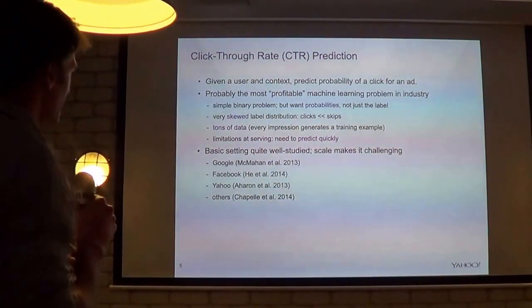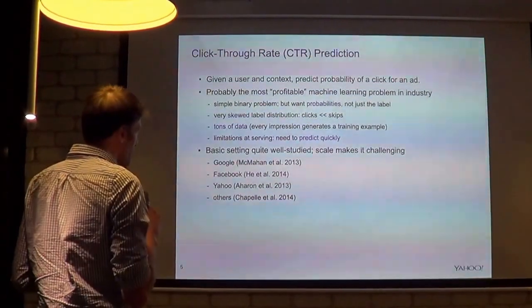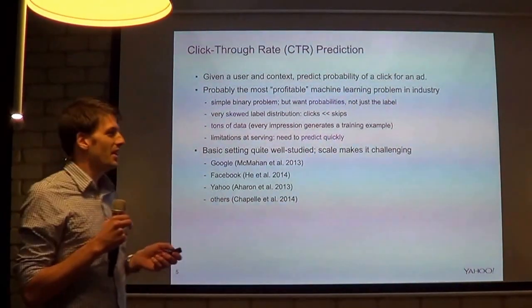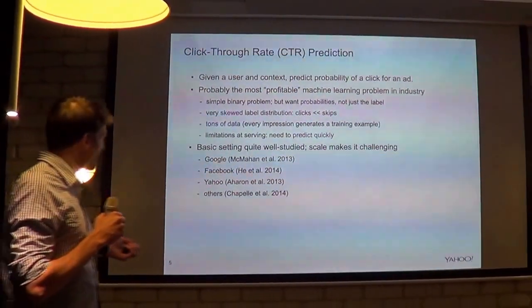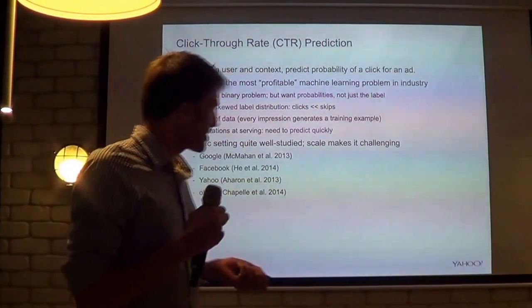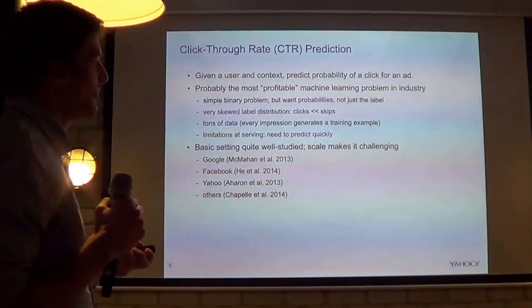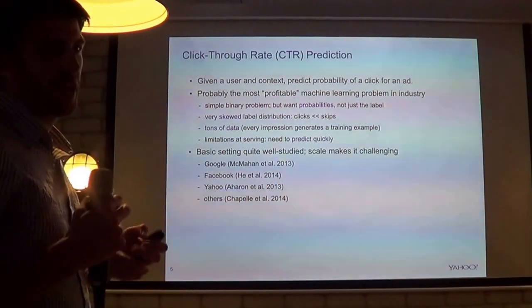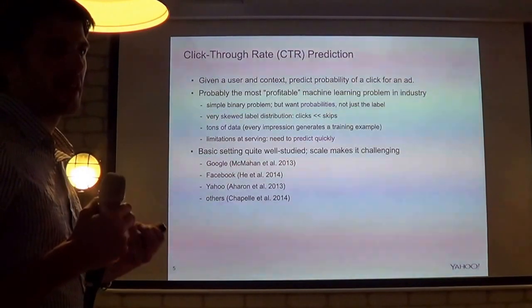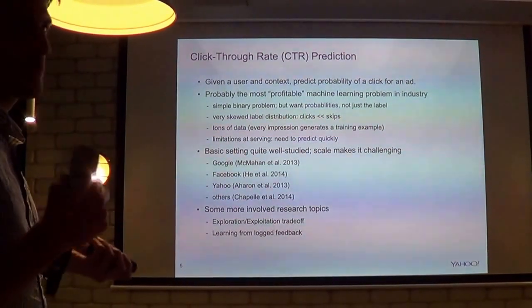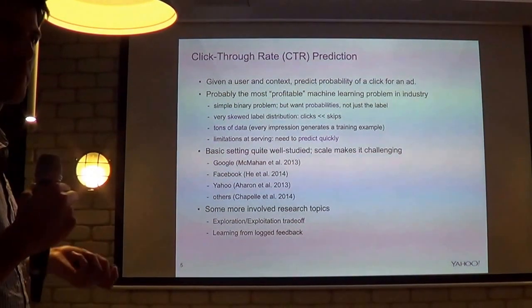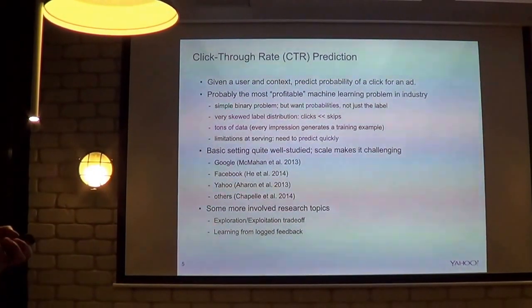Now, the basic setting from a research point of view is pretty well understood. There's quite a few papers on it. Like Google has a paper, Facebook has a paper, Yahoo has a few papers on it. The most challenging part of it is really the scale, loads of data. And there's some more interesting research topics that I'm not going to go into this time.